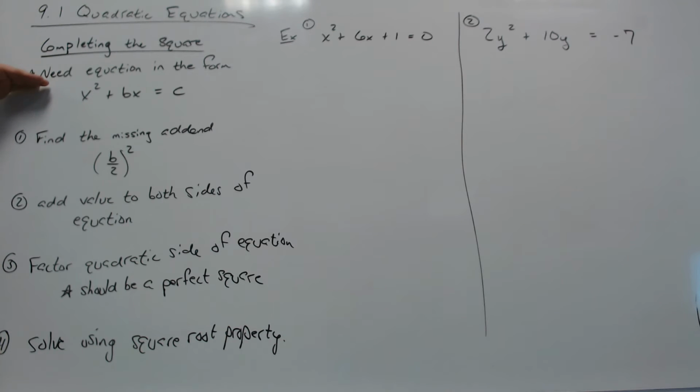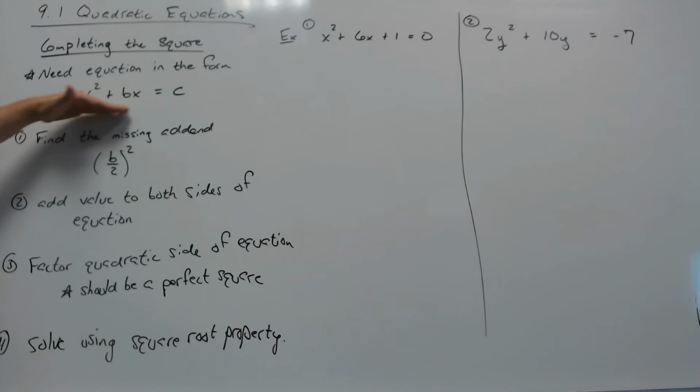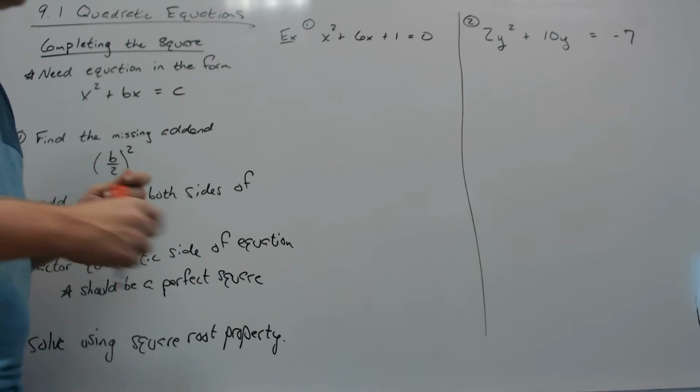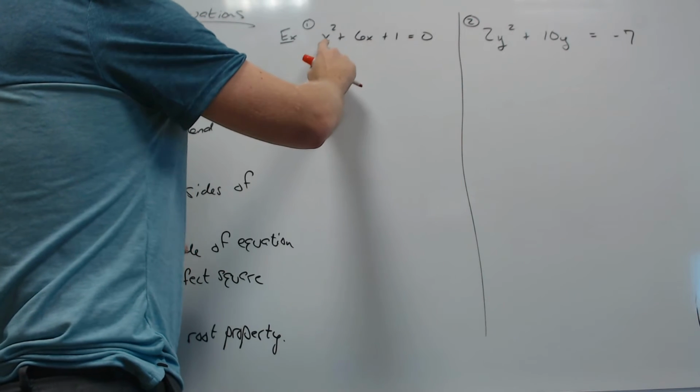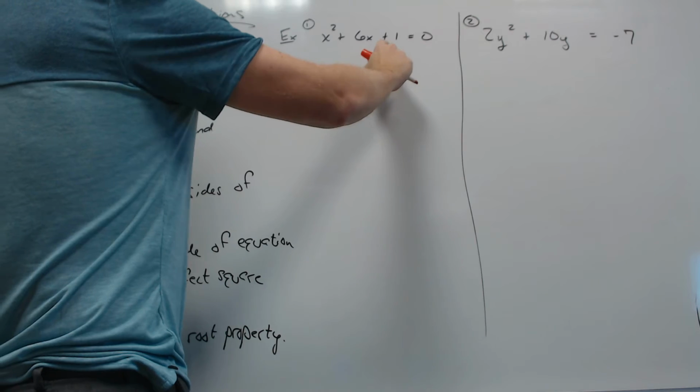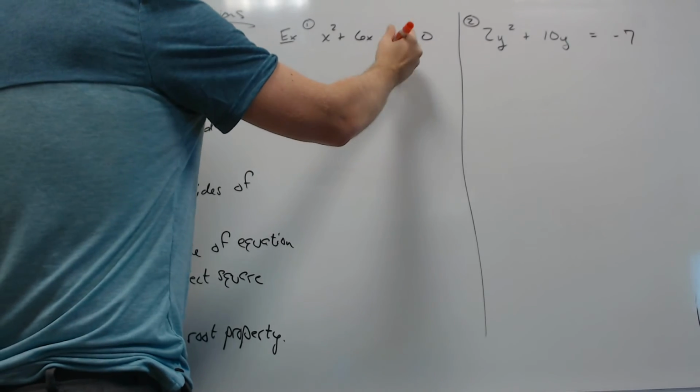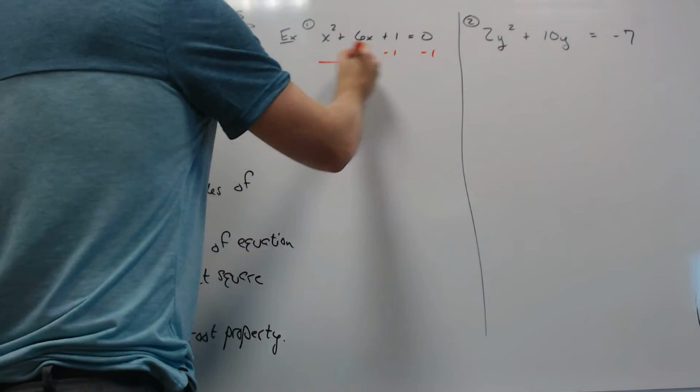All right, first, we need the equation in the form x squared plus bx equals c. And notice this one isn't quite that way. I have x squared plus bx, but this constant term has to be on the other side. So I'm going to just subtract 1 from both sides.